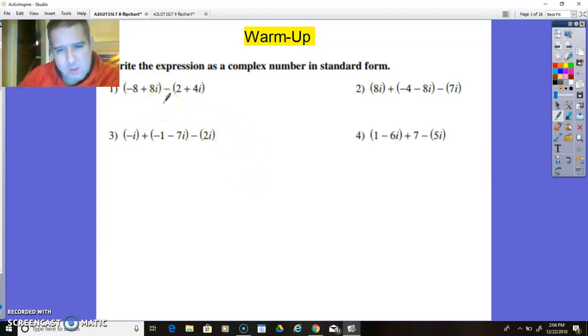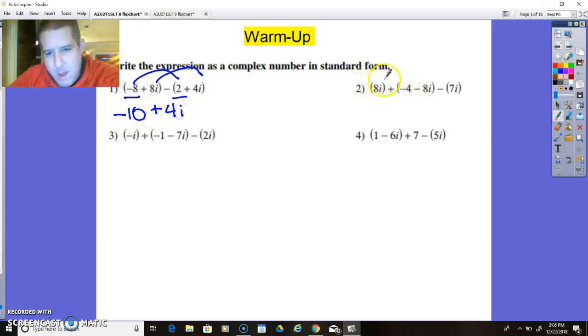We're going to get into solving quadratic equations with complex solutions, which I think I may have even showed a couple examples of in prior videos. Start off with adding, subtracting complex numbers. You can only combine things that are the same, so real number with real number, and imaginary term with imaginary term. So negative 8 minus 2 more makes negative 10. And then 8i's minus 4i's makes positive 4i's.